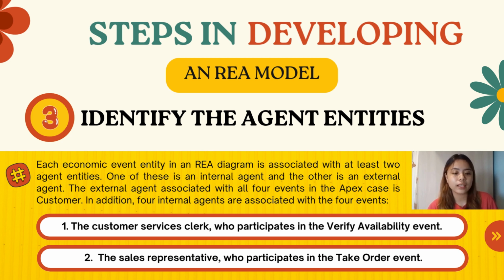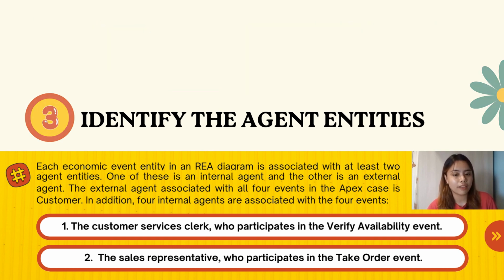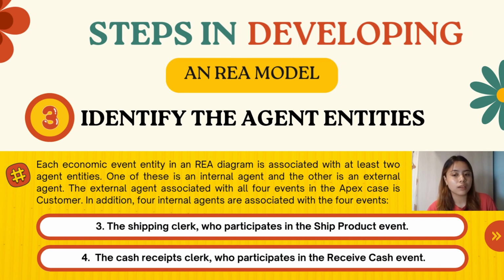Additionally, the internal agents linked to events include the following. First is verify availability. The customer services clerk is the internal agent who participates in this event. Next is take order. The sales representative takes on the role of the internal agent in the event. And number three is ship product. The shipping clerk is designated as the internal agent involved in the event. And lastly, receive cash. The cash receipts clerk is the internal agent engaged in this event.